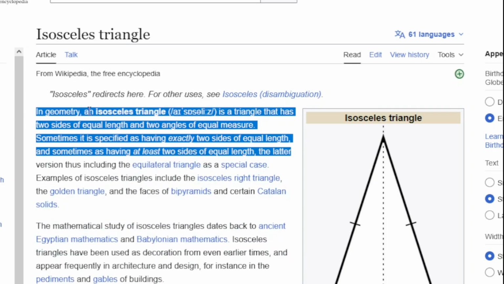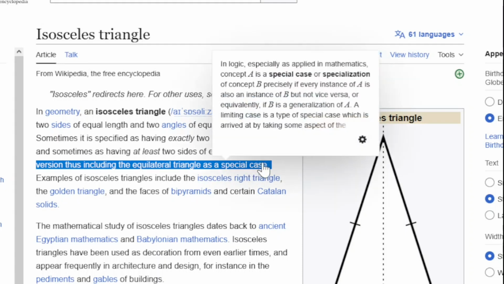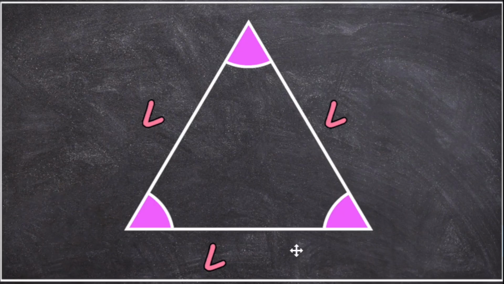It says, in geometry, an isosceles triangle is a triangle that has two sides of equal length and two angles of equal measure. Sometimes it is specified as having exactly two sides of equal length, and sometimes as having at least two sides of equal length, the latter version thus including the equilateral triangle as a special case. So it's perfectly acceptable to view an equilateral triangle as isosceles, and therefore our proof is valid.